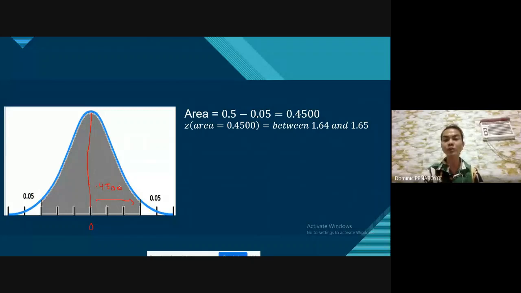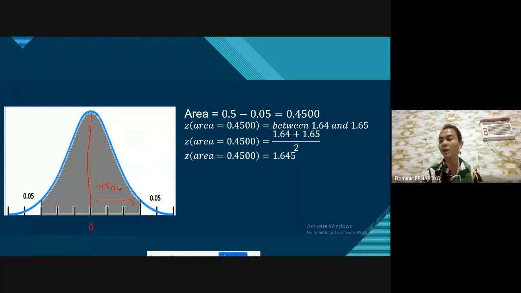Since we have two z-scores here, what we're going to do is get the average. The average of this is 1.645. That's why we come up with an answer for the 90% confidence level. The z value is 1.645. Okay, so that is the process of getting the z values for a given confidence level.